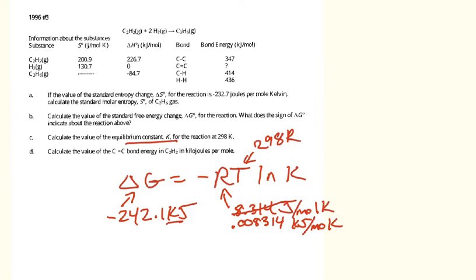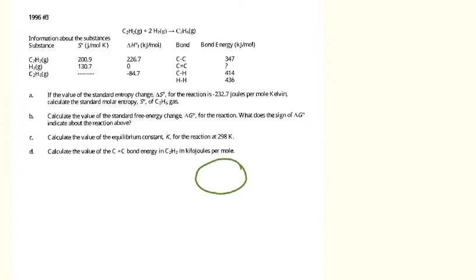When you do solve for it, you're going to get to a point where you've moved all of this R and T, you divided it by both sides and put it over there, and you're going to have natural log of K equal to 97.7. And then, of course, remember to get rid of this, you need to do the inverse natural log, which would be e to the 97.7. And that should give you the equilibrium constant.